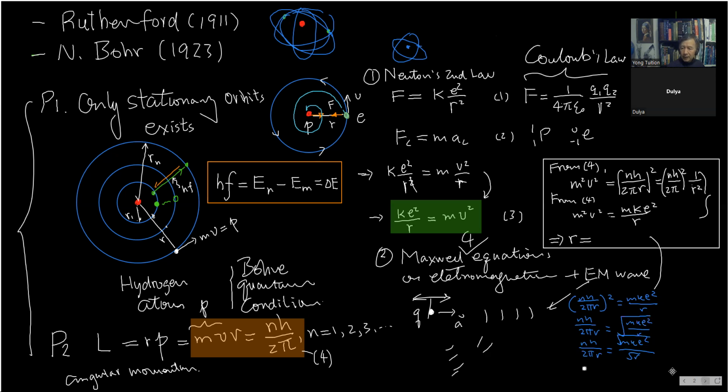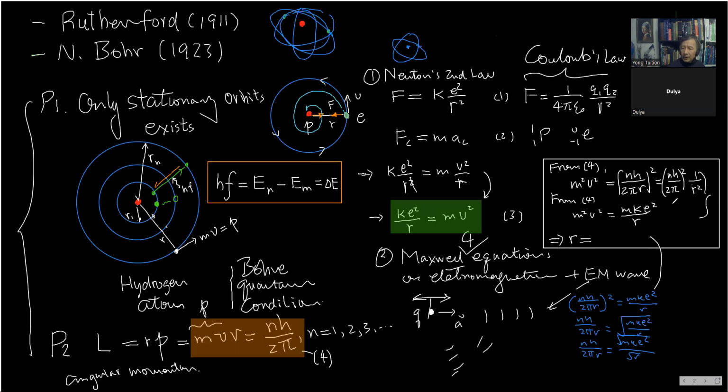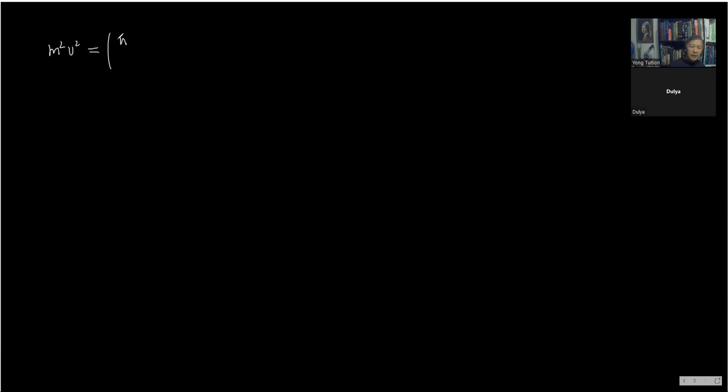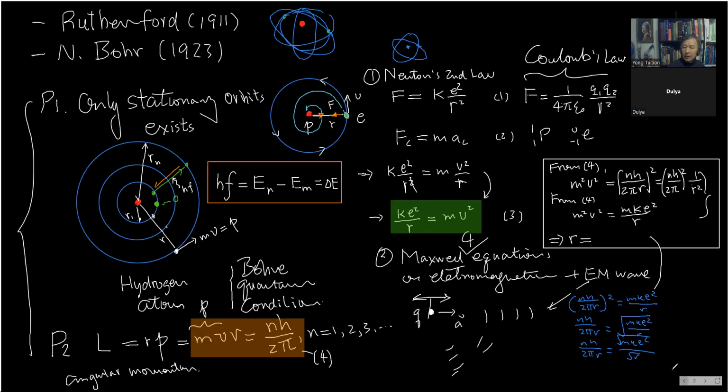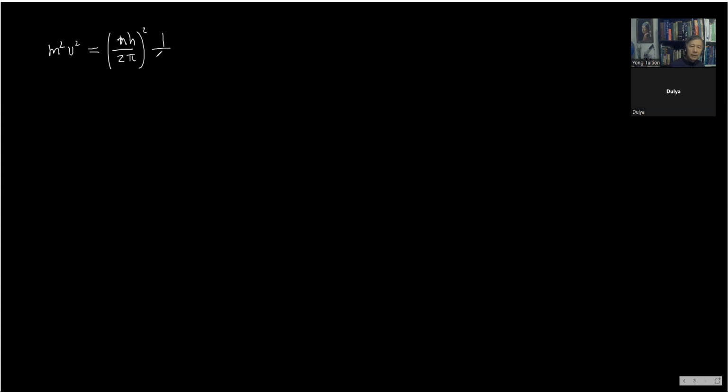Can we go to the next page? It's a bit crowded now. If I remember correctly, those are the two equations: m squared v squared equal to nh over 2 pi, squared, divided by r squared, as the first equation.